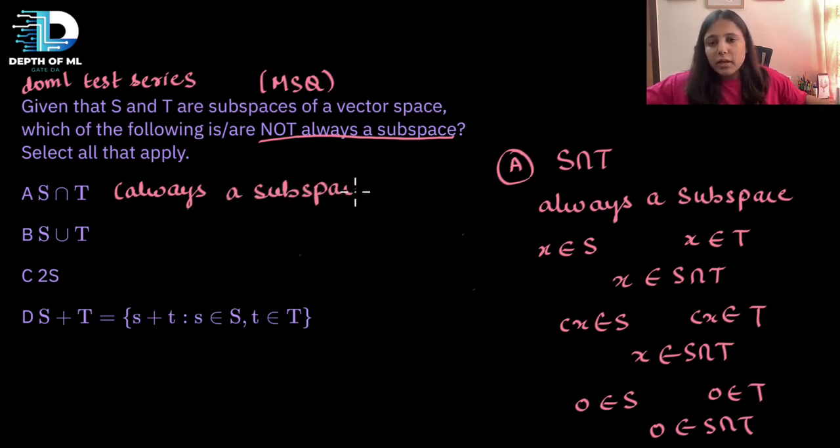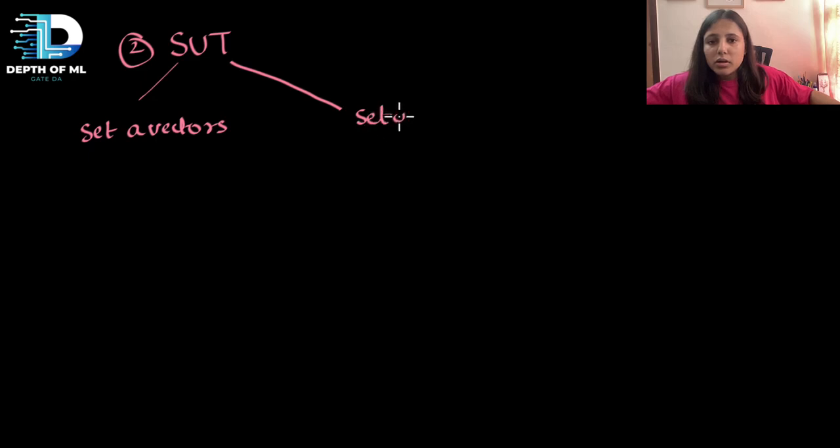Okay, fine. So this is not our answer. Let's see S union T. So what is the meaning of S union T? It means that S is a set of vectors which forms a subspace, right? This is also a set of vectors, and if I take a union of these two sets, I'm saying that that has to be a subspace.